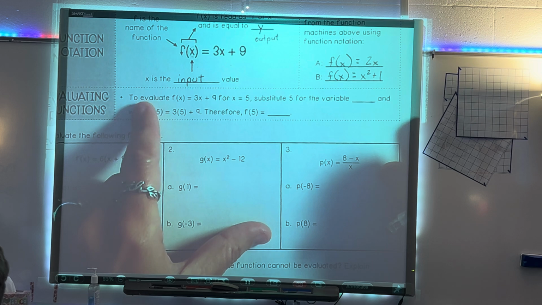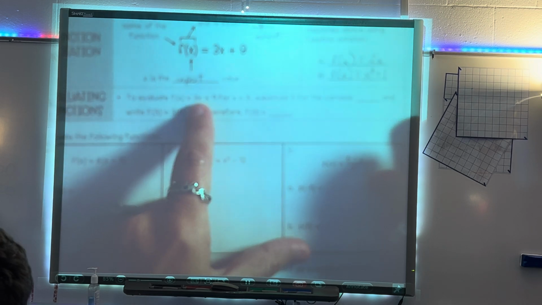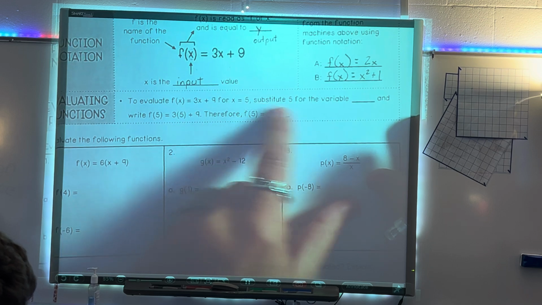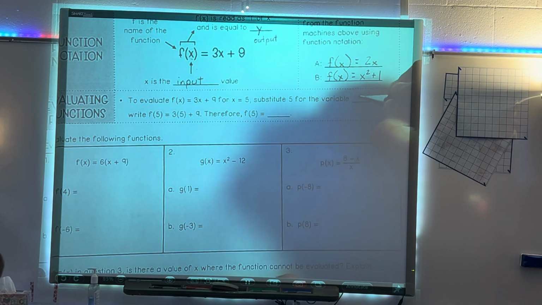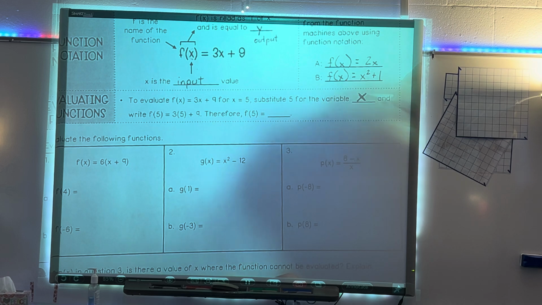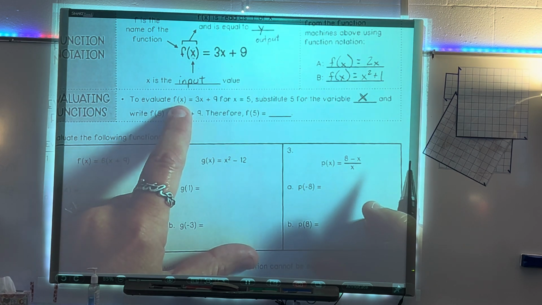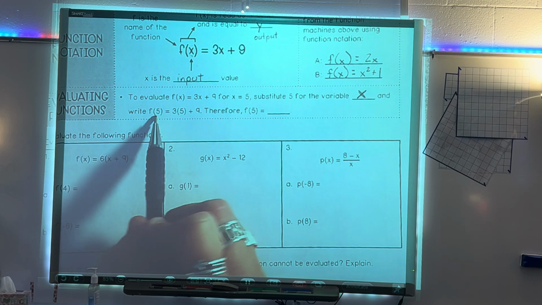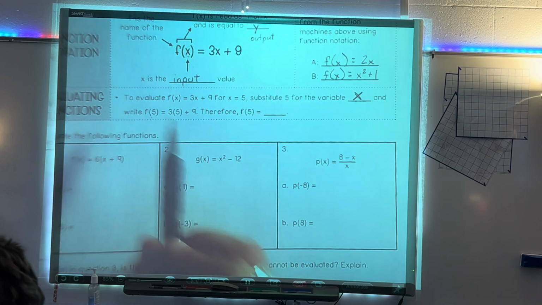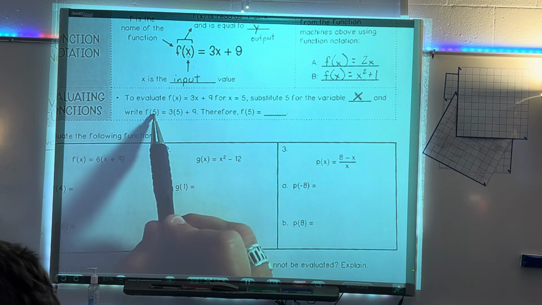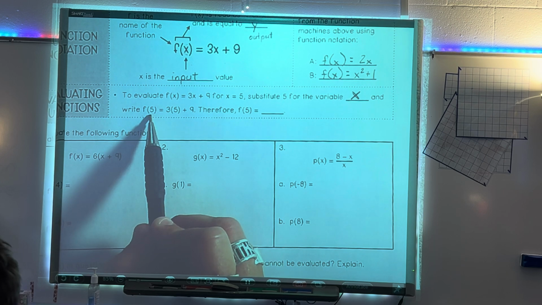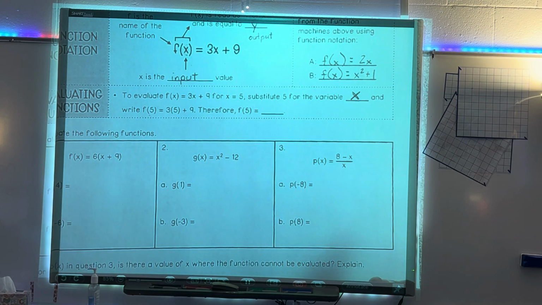So this says to evaluate f of x is equal to 3x plus 9 for x equals 5. Then we would substitute 5 in place of that x, because remember, x is that input. So we would write it as f of 5. That's a lot of times how they'll do it. They're going to take this x out, put 5 there, and say find f, the value of the function, if x is equal to 5. And then all we're doing is just plugging it in and solving it out.